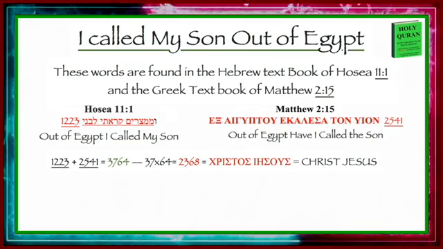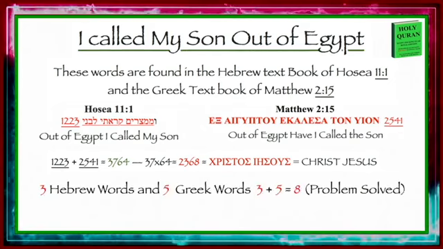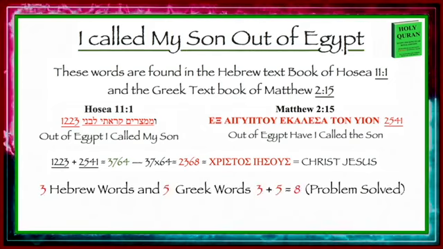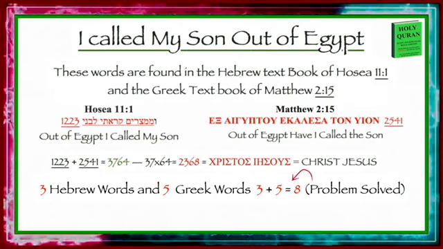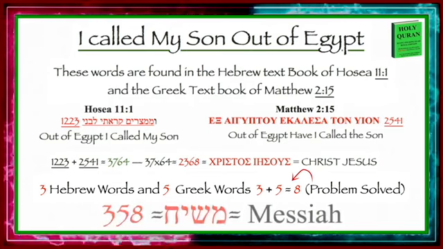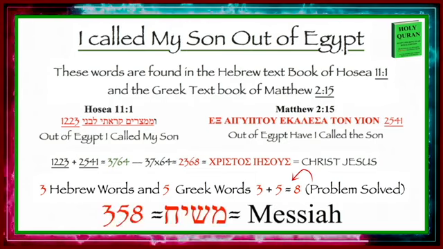Was it not Christ Jesus who was called out of Egypt? Of course it was. So we have 3 Hebrew words and 5 Greek words. 3 plus 5 equals 8. Problem solved. Take the chain of digits as a whole number and we have 358, which equals the Hebrew Mashiach, Messiah.